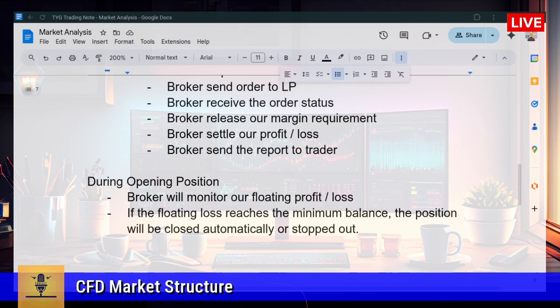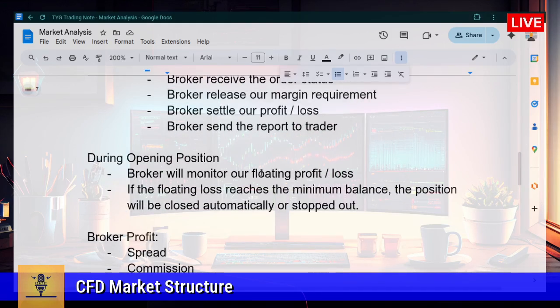How do they get the profit from? It has been explained by many: only by spread and/or commission. The broker doesn't really care if we win or lose. Every time we open a position, they immediately make a profit.